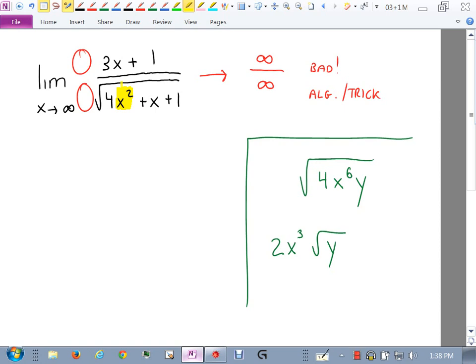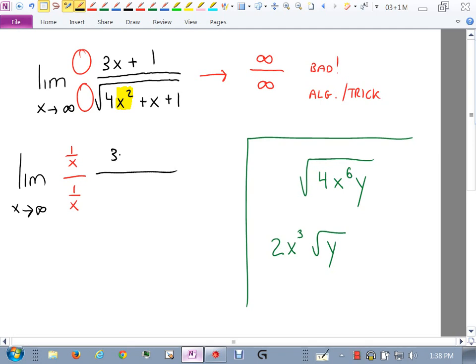Just 1 over x, right? 1 over x. Let me write it down, and maybe everyone will see it. If I write 1 over x on top, over 1 over x on the bottom, now we still have this here, 3x plus 1, then the root, 4x squared plus x plus 1.